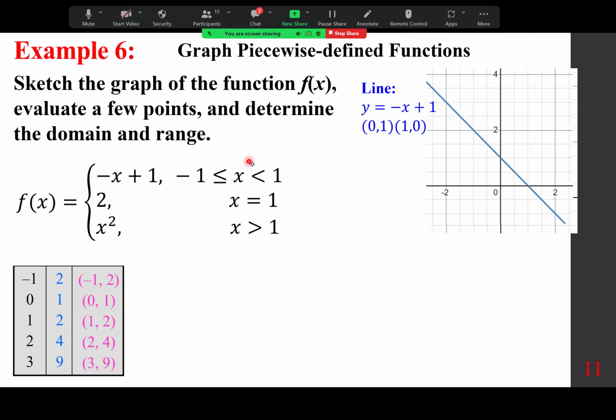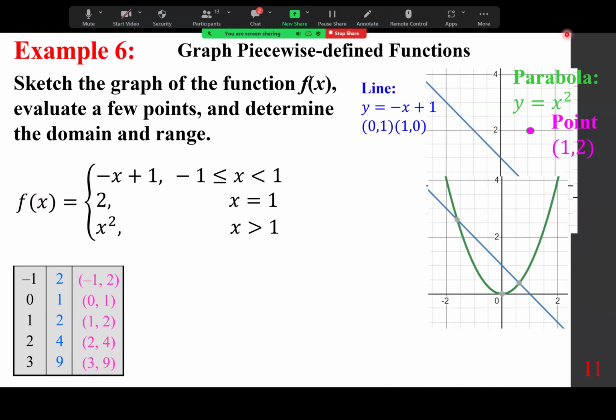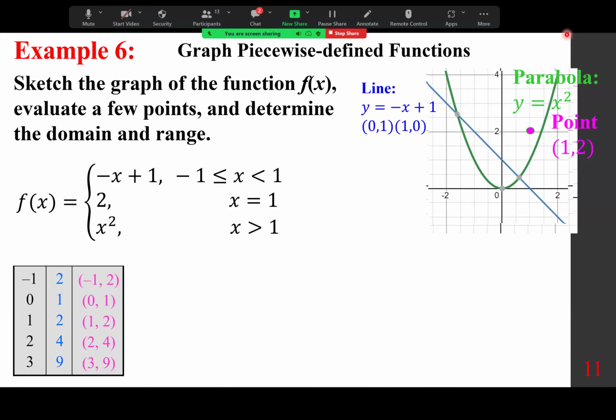Again, we are going to pay attention to the restrictions later on. Then we have the pair (1, 2), this one. The point (1, 2). Then y or f of x equals x squared is a parabola. You know that, right? Now, so we have 1, 2, 3 pieces. Of course, the second piece is just a point.